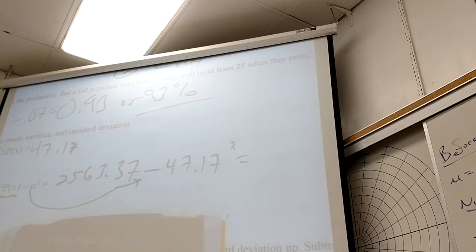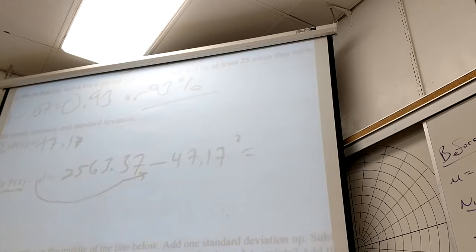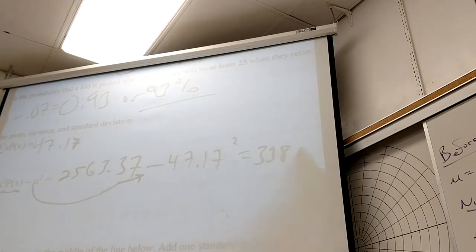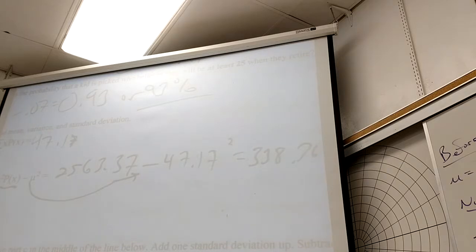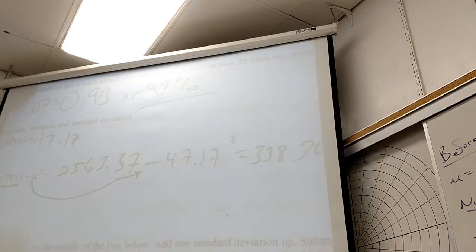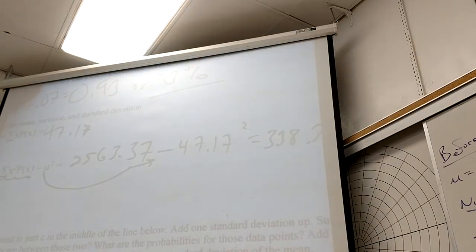Oh, if I would just type in the right number, it would all work out. 338.361? Okay. And that is the variance, because I haven't taken a square root yet. So after you take a square root, you get what? Yeah, I get 18.3946.